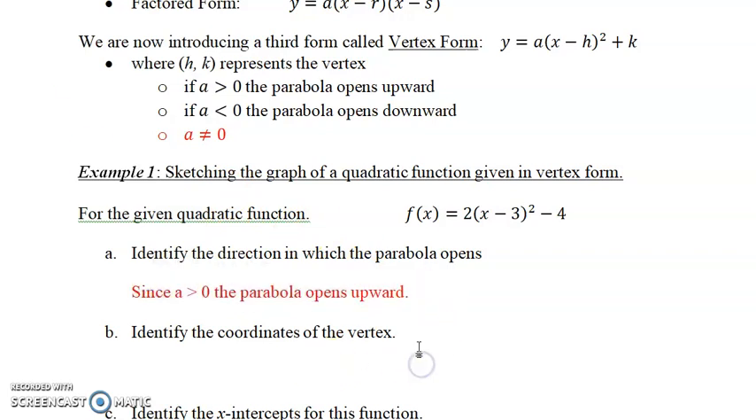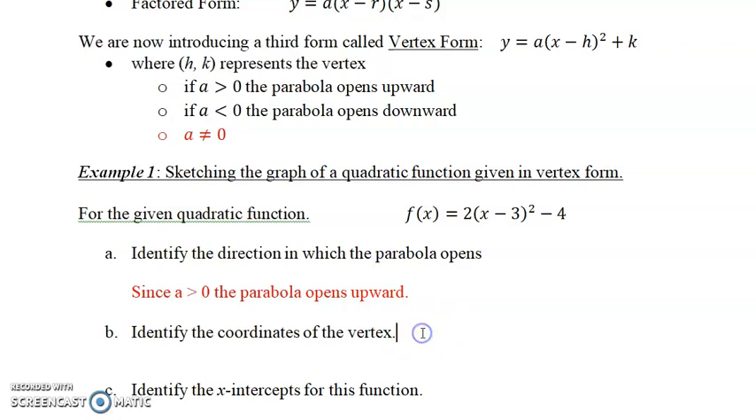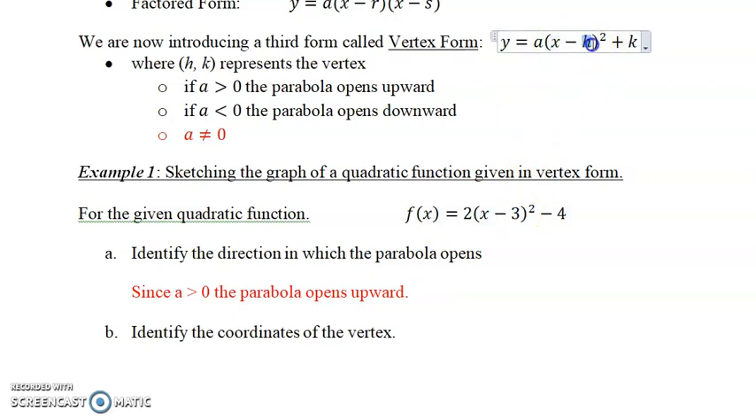Identify the coordinates of the vertex. So in this question, we're looking at the vertex coordinates. Remember it's x minus h, and we have h and k, so it's plus k. So if it's minus 3, then that means the point is actually 3, right? And then if it's minus 4, it's just how you see it, the sign in front, minus 4. So we have to be mindful of that when we're doing these.